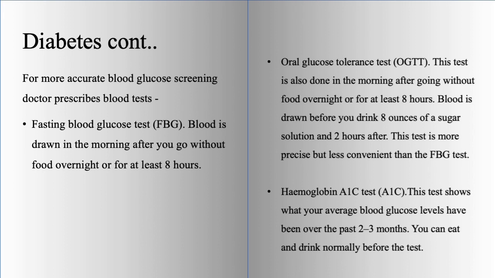And another one is the hemoglobin test. This shows what our average blood glucose levels have been over the past 2 to 3 months. We can eat and drink normally before the test. Most endocrine diseases are screened by blood tests, such as Cushing disease, which can be diagnosed by blood, saliva, or urine test by determining the presence of excess cortisol.